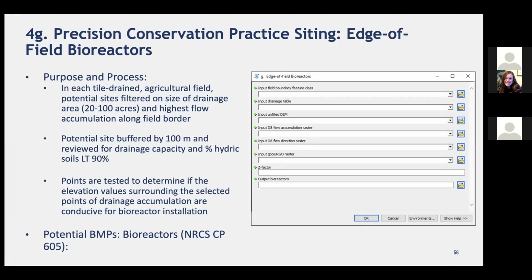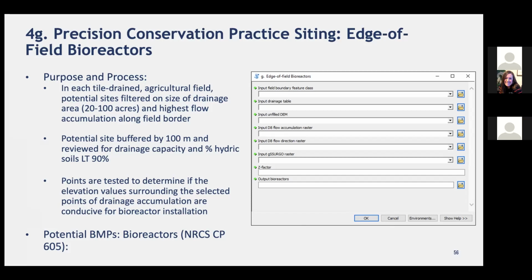The last step of precision conservation practice siting is edge of field bioreactors. Bioreactors are only available to be installed in tile drained agricultural fields, so we exclude fields that are likely not tile drained or not agricultural. Our potential sites for these bioreactors are filtered on size of drainage area, so we're looking for between 20 and 100 acres. And then they're placed in locations of highest flow accumulation along our field borders. Bioreactors are generally installed along the field border, so that's why that's happening.